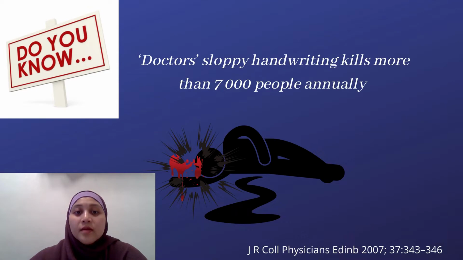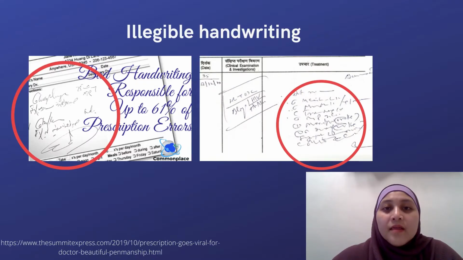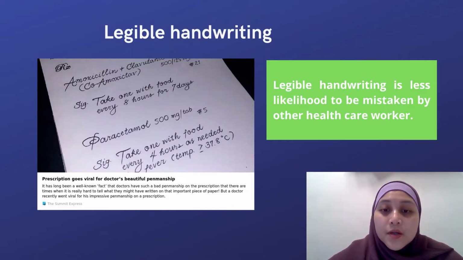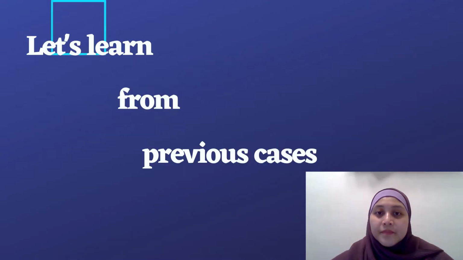Do you know that doctors' poor handwriting, which is illegible to other healthcare workers, kills more than 7,000 people annually? This is an example of a prescription with illegible handwriting written by medical doctors. If you compare the previous prescription with this one, you can see the big difference. The current one is very easy to be read by other healthcare workers, especially the staff nurses and pharmacists.